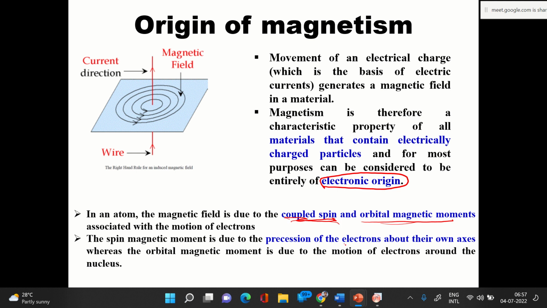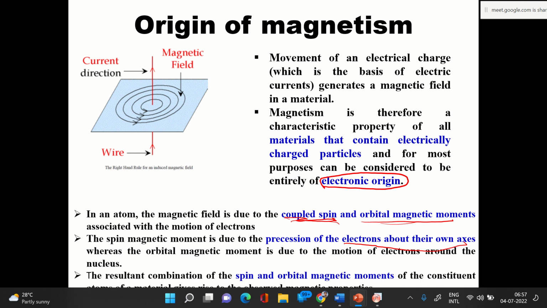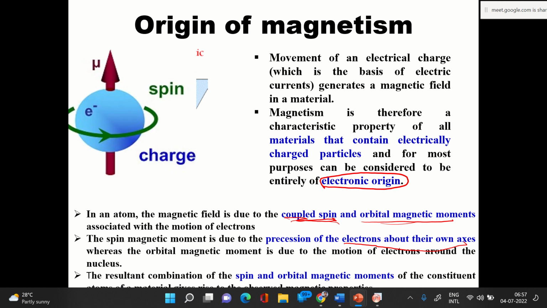Precession of electrons about their own axis gives rise to this kind of spin magnetic moment. We know that. And the orbital magnetic moment also, we already understand how it arises.